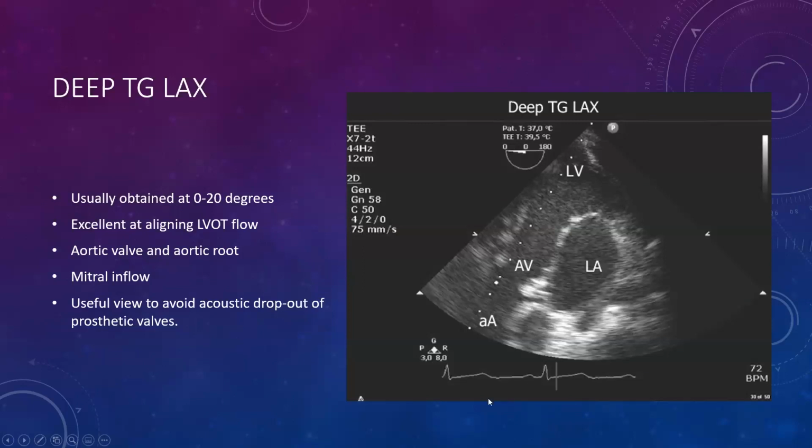This is very useful in someone who has a prosthetic valve because it allows you to get a view of these structures without the intense acoustic dropout that you will get with a prosthetic valve.